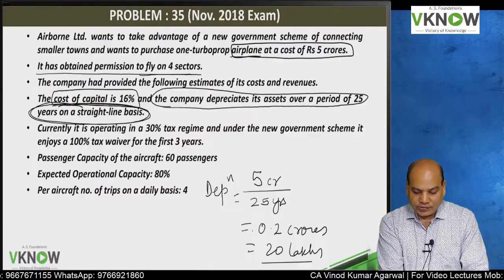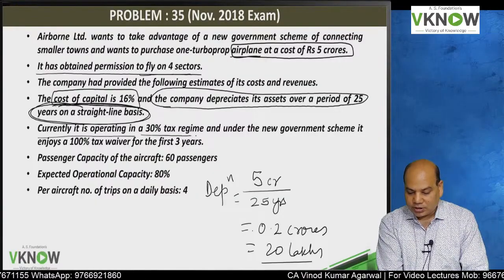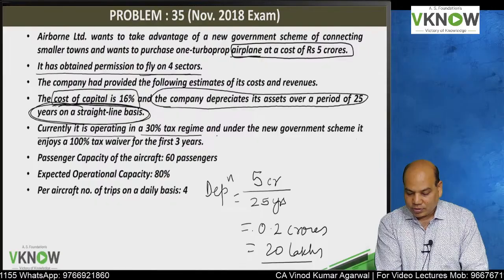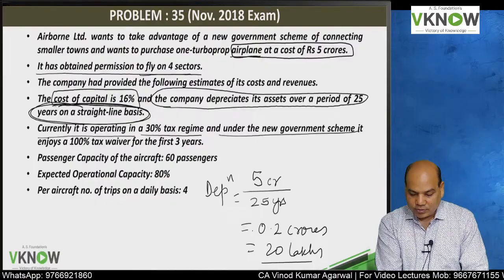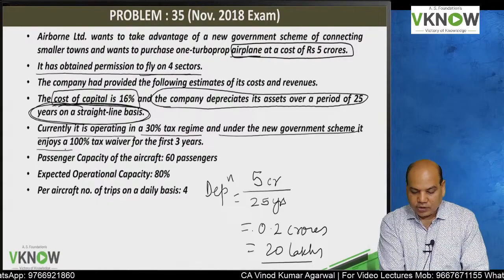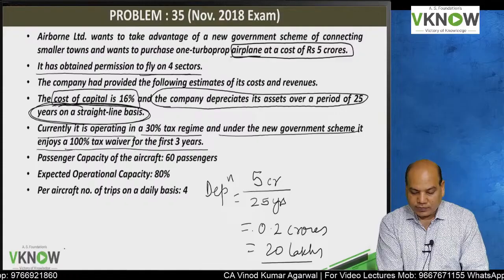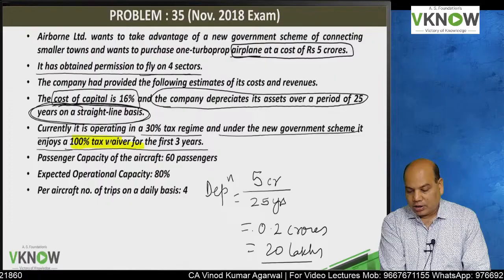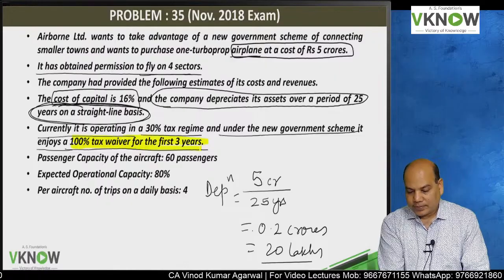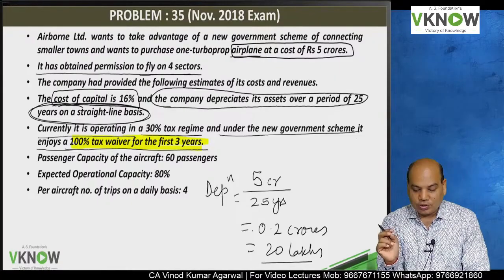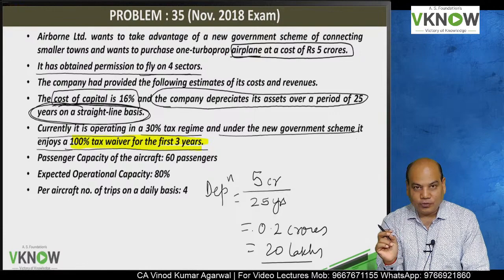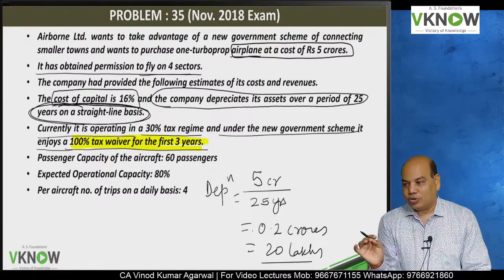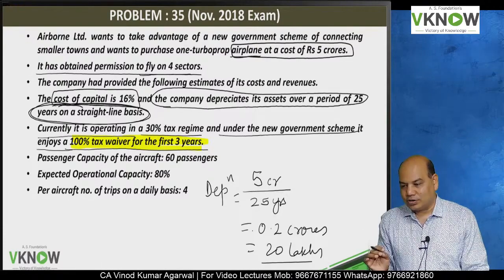Now it is saying currently it is operating in a 30% tax regime. Under the new government scheme, it enjoys a 100% tax waiver for first 3 years. Underline. While calculating taxation, do not calculate taxation for first 3 years. Do not calculate tax for first 3 years.